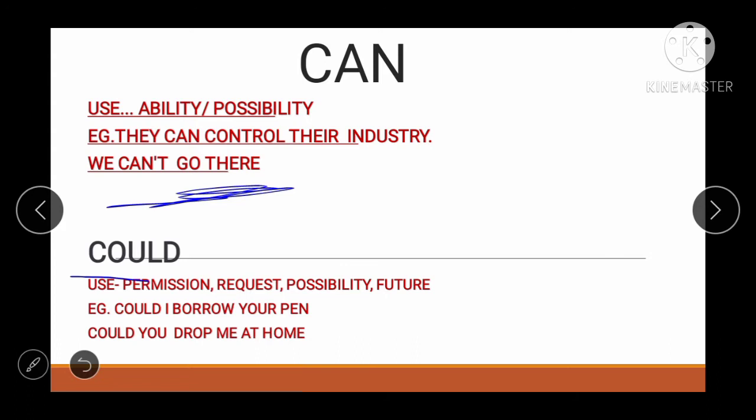Now see could. Where do we use could? In a more polite manner, when you have to take permission from the senior ones. So you can use could. Could is used for permission, request, possibility, and future. Let's see an example. Could I borrow your pen? In permission you are saying, could I borrow your pen? Next, could you drop me at home?